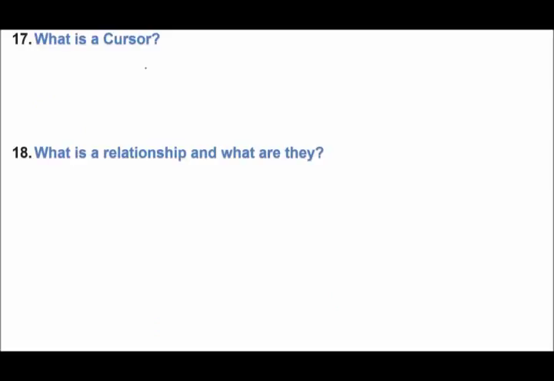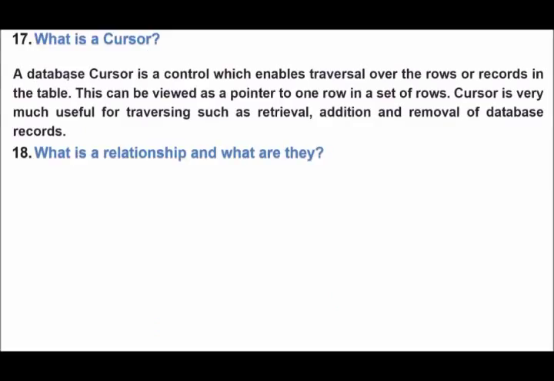What is a cursor? A database cursor is a control which enables traversal over the rows or columns in the table. If you want to traverse through the different rows, same way you traverse on a tree or a sequential search. If you want to loop around, you use for i equal to 0, i less than some value. So i is that variable, that is the cursor here.